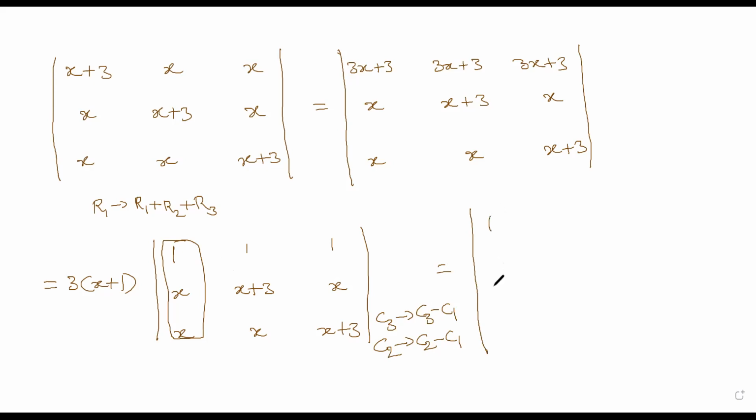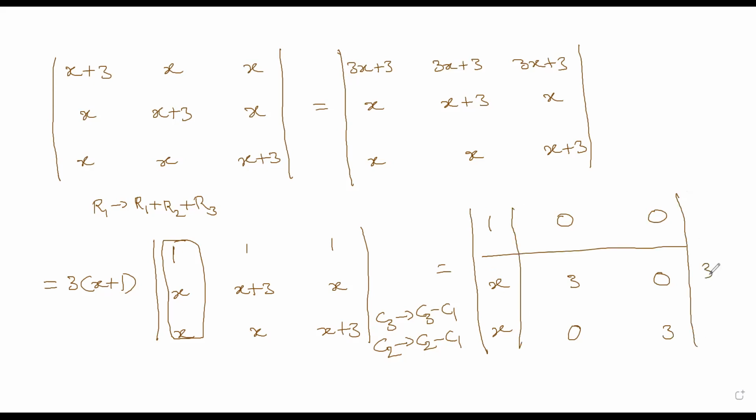So 1 minus 1 is 0, and x plus 3 minus x is 3. Right? And x minus x is 0. I have another 0 here. And 1 minus 1 is 0, x minus x is 0, and I have x plus 3 minus x, that is again 3. Now evaluate along this one.